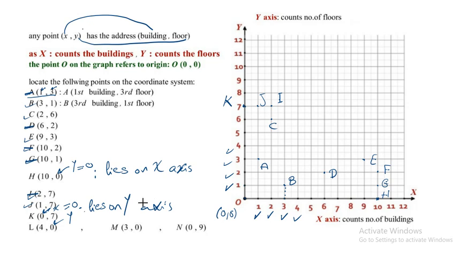Point L, 4 and 0. Building 4, floor number 0. That's L. That lies on the x-axis. Point M, 3 and 0. This is point M, lies on the x-axis. Point N, 0 and 9. 0 and 9. Lies on the y-axis. Let's do another question.